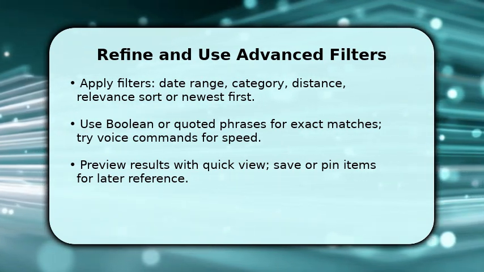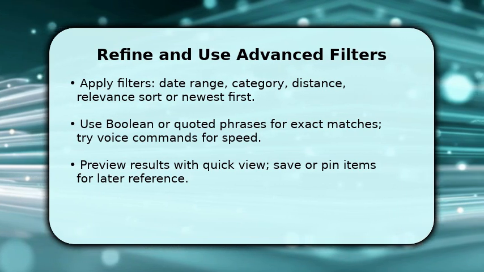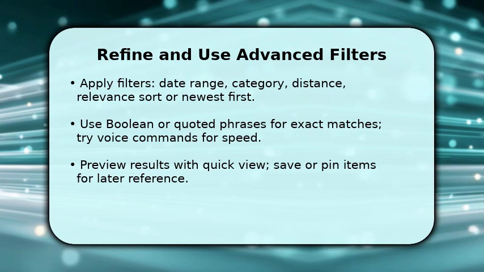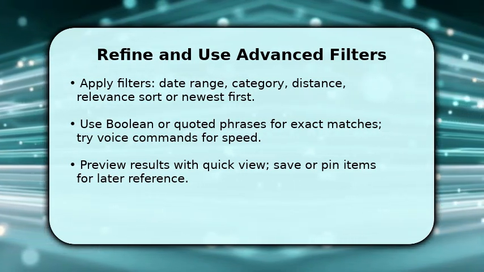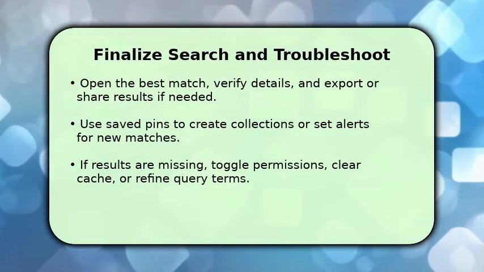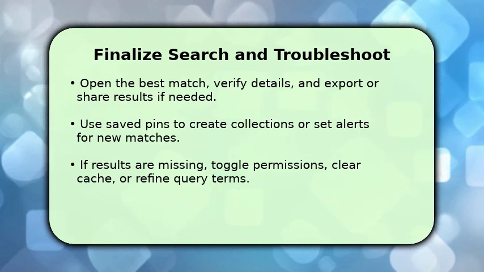If voice is faster, say the filter followed by the term and Circle will apply it. Then scan results with quick preview to confirm relevance. Tap and hold to save or pin items. This focused approach reduces noise and speeds up finding the right item. Open the best match and verify the details before exporting or sharing. You can also add notes or tags.